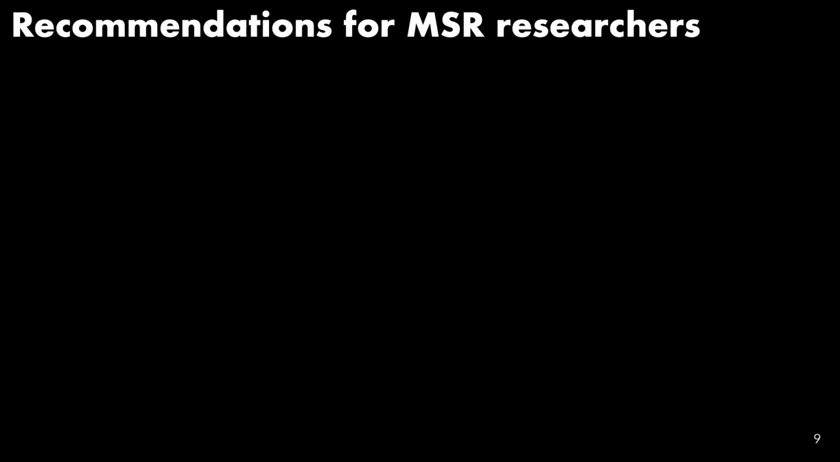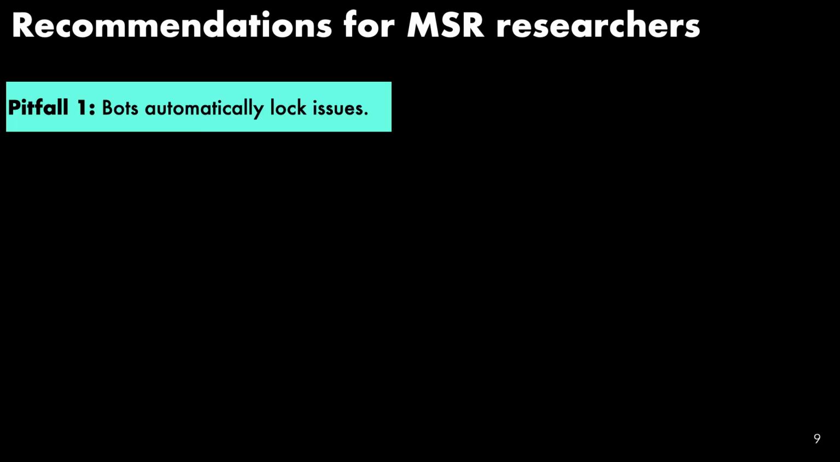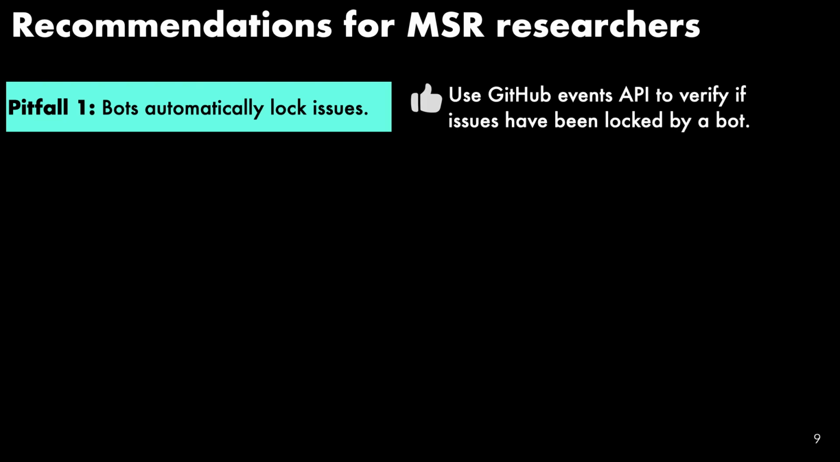Overall, our results show that using the GitHub locked issues data out of the box leads to 3 potential pitfalls, and we provide recommendations to mitigate these problems. So first, we found that 60% of the locked issues have been locked by a bot. So researchers should not use all locked issues assuming that the project is following GitHub's guidelines, and instead, MSR researchers should use the GitHub Events API to verify if the issues have been locked by a bot. If so, the real reason why the issue is locked should be assessed manually.